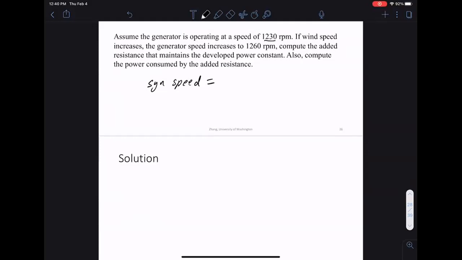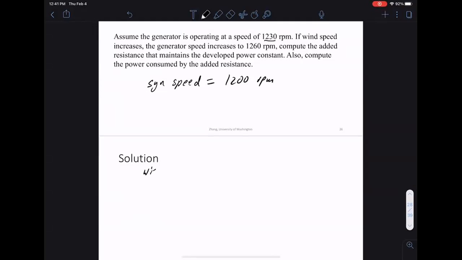All right, so you may very well get a question like this in the midterm. It's important to recognize that the synchronous speed is 1200 RPM. You're expected to be able to tell what the synchronous speed of the generator is, since there are only a few synchronous speeds you can operate at. The question does not need to tell you.